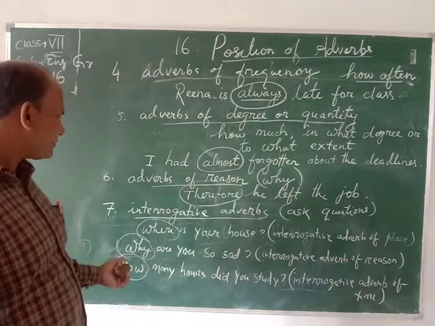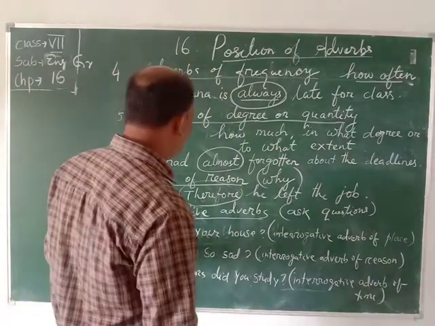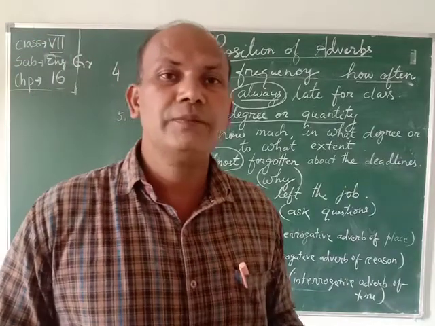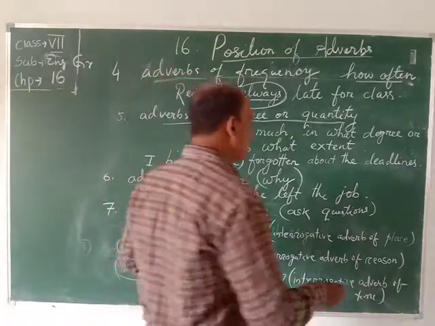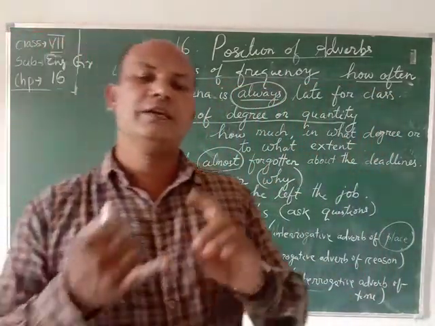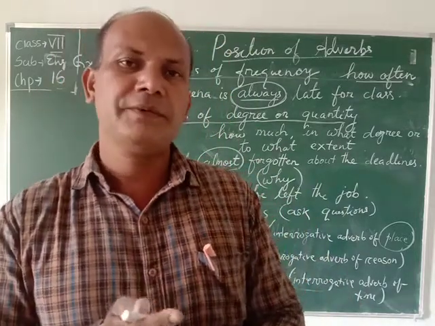Let's see. First point, where is your house? It means you are asking about the house, the place. Where means you have to tell your place. Yes, that is an interrogative adverb of place. I have told you that adverbs include adverb of time, adverb of place, and adverb of manner. In the very beginning I have discussed.